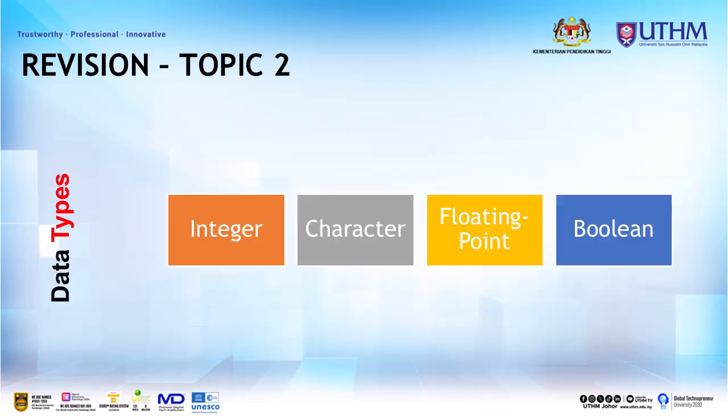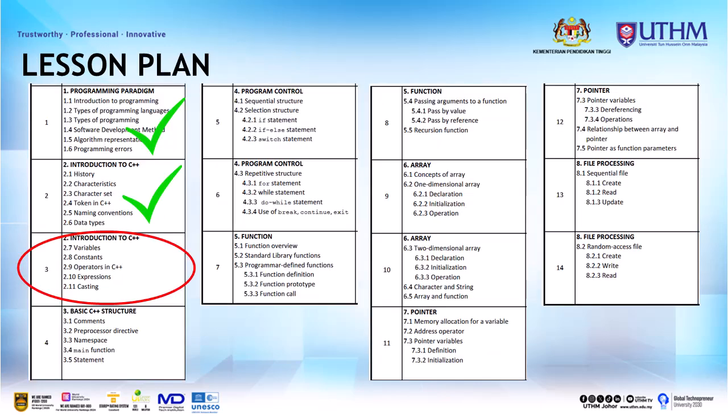In C++, data types define the values a variable can store. There are 4 main types: integer, character, floating point, and boolean. Over the past 2 weeks, we have covered topic 1 and part of topic 2. Today, we will continue with the second part of topic 2.